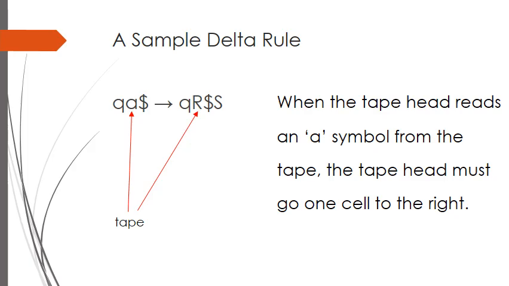Then, we can focus on the second letters in the rule. On the left-hand side, there is an A symbol. It means that the tape head reads this symbol from the tape. On the right-hand side, there is a capital R symbol. It means that the tape head must go one cell to the right. If we use the N symbol instead, then it means the tape head must stay on the same tape cell. Now we can read the rule as: when the tape head reads an A symbol from the tape in state Q, the state controller has to stay in the same state and the tape head must go one cell to the right.